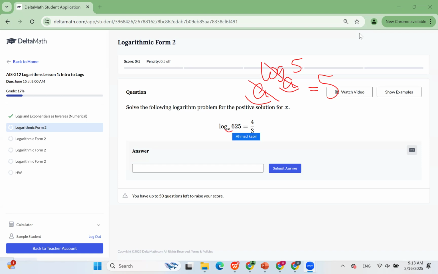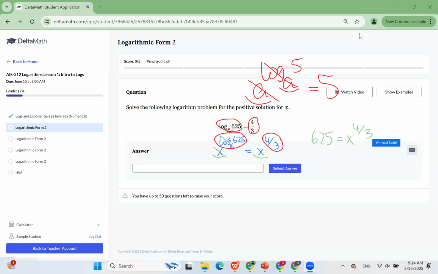So the base here is x. We are going to insert x to the power of the left-hand side and x to the power of the right-hand side. So this is exactly the same as this, and this is exactly the same as this. I've just added my base on both sides, and I'm allowed to do that because I'm doing the same thing to both sides. Why do I do this? Because then the x cancels the log base x, and we are left with 625 equals x to the power of 4 over 3.